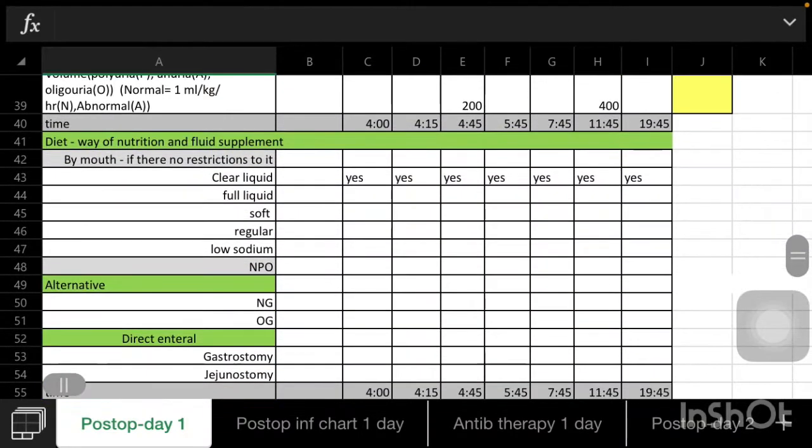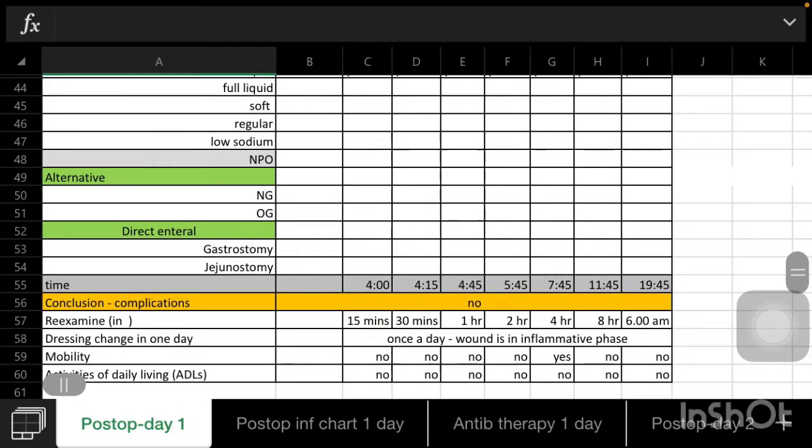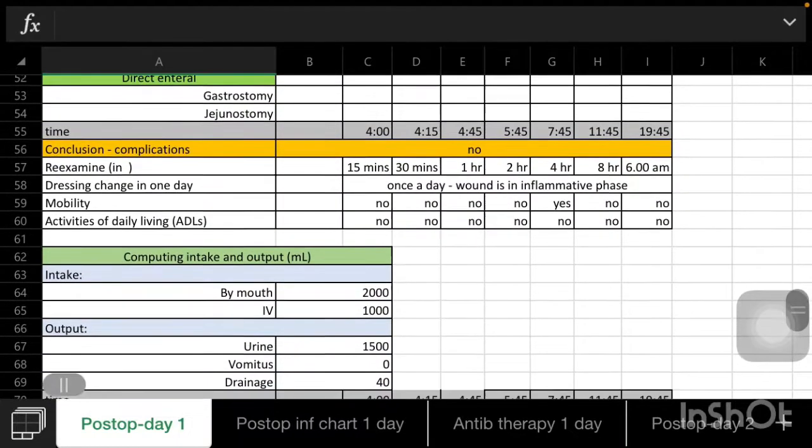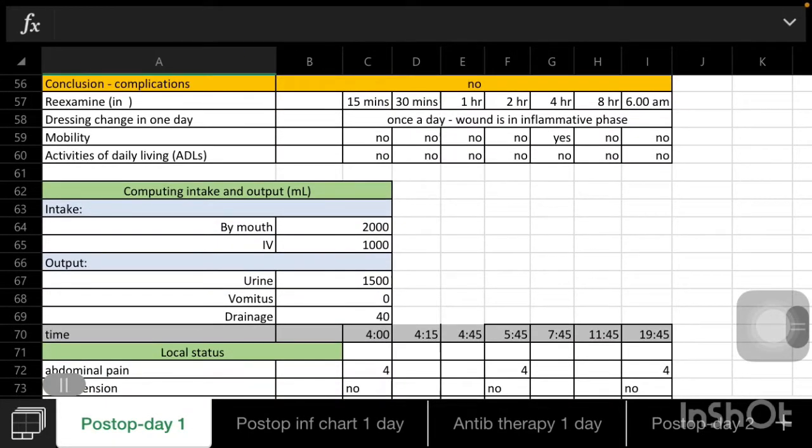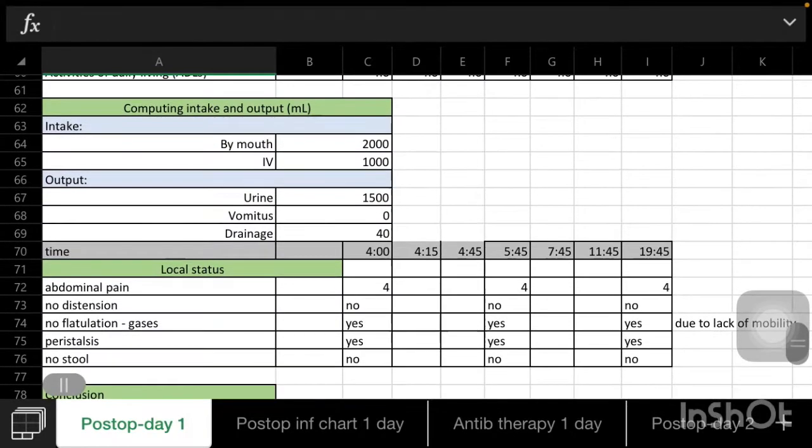Next is the diet. By mouth, there are no restrictions. Still, we have changed it from NPO to clear liquid. An alternative can be done by NG or OG, but that's not required. There are no complications. As mentioned prior, the re-examination is done in 15 minutes or 30 minutes, 1 hour, 2 hours, 4 hours, 8 hours, and in the morning 6 a.m. Dressing is changed regularly in one day. There is no mobility or activity of daily needs.